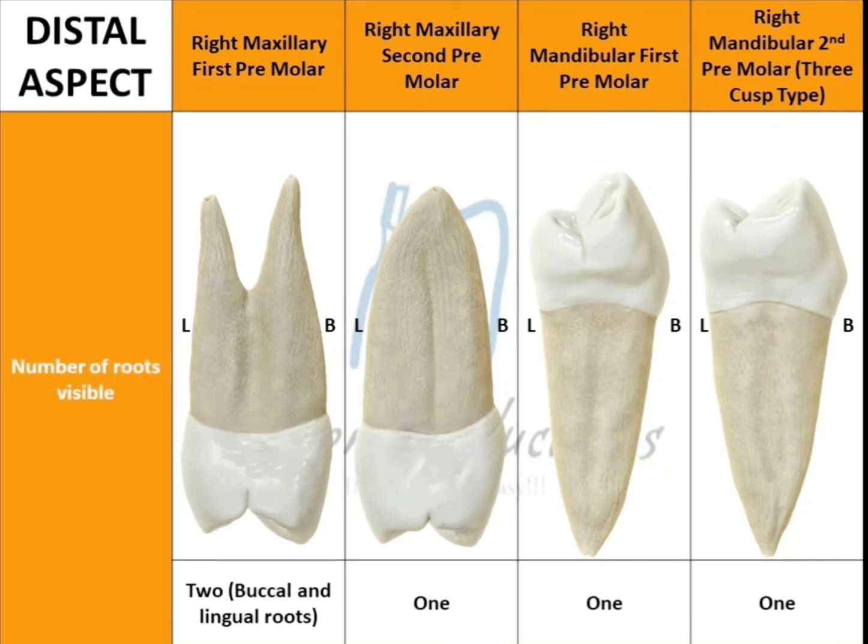The number of roots visible from the distal aspect on the maxillary first premolars is 2. BR represents buccal root and LR represents lingual root. The maxillary second premolars, mandibular first premolars and mandibular second premolars are single-rooted. Therefore, only one root can be observed for the maxillary second premolars, mandibular first premolars and mandibular second premolars from all the aspects.